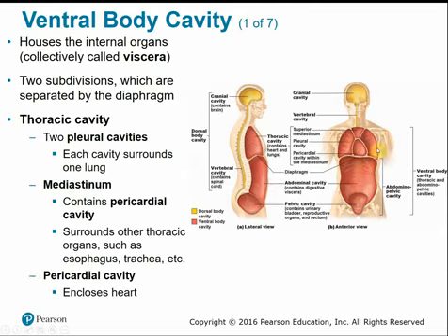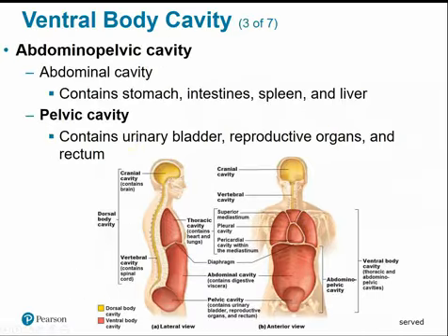The thoracic cavity is in the chest region, so it contains the pleural cavities, with each lung. Each lung has its own cavity. The mediastinum contains the pericardial cavity and the heart. The abdominopelvic cavity contains the abdominal cavity with the digestive organs and accessory organs, and then the pelvic cavity just below with the urinary and reproductive organs.